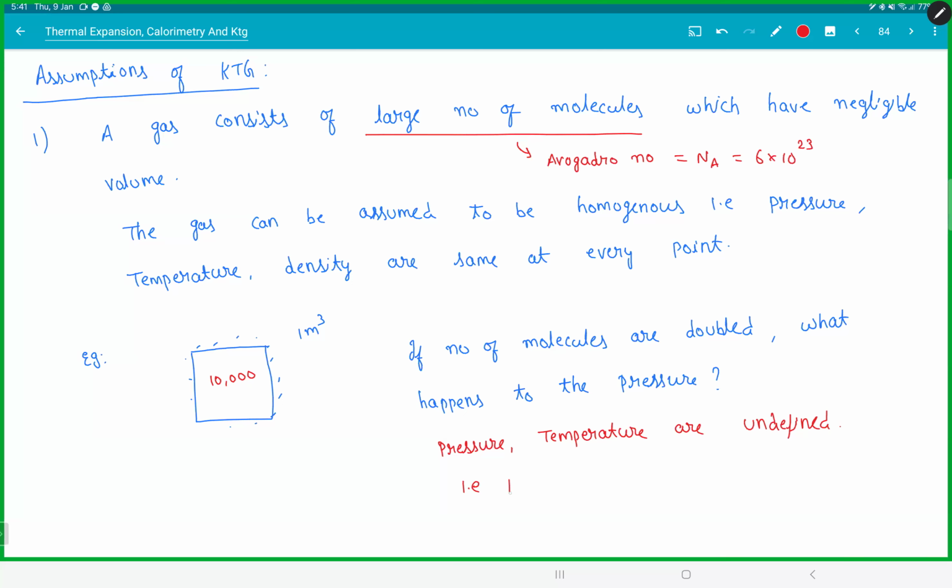So literally, this equation, PV equals nRT, is not valid. This ideal gas equation is derived, or valid, when the sample is large. This is not valid; you can't use this. So if the number of molecules doubles, what happens? Nothing happens actually. The sample is too small for anything to happen. Pressure is still undefined, since the number of molecules is very small and most of the space is empty. Look at this: I'm saying Avogadro number, 10 power 23. If you have so many molecules in a given space, maybe in 1 meter cube, then you can say it is uniformly distributed.